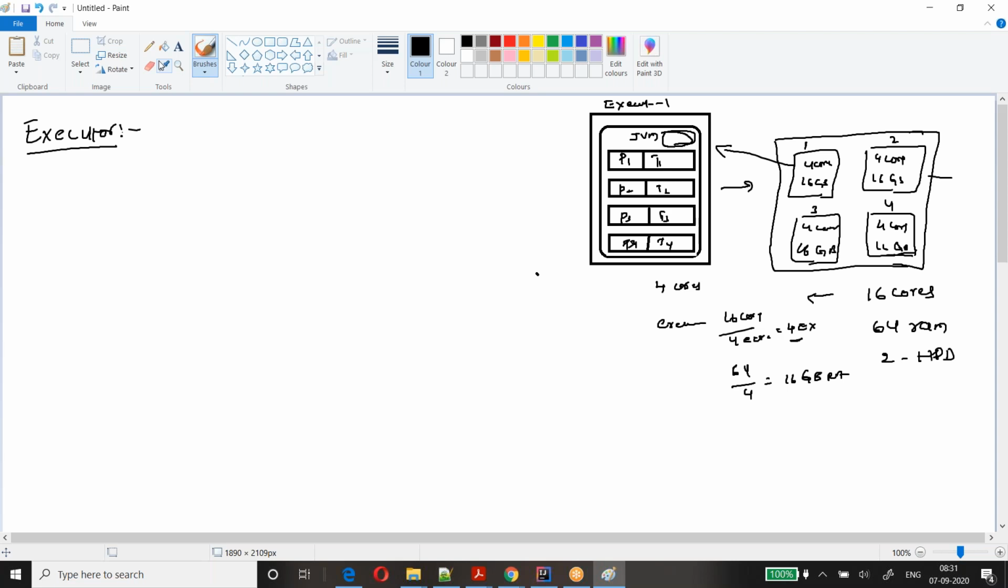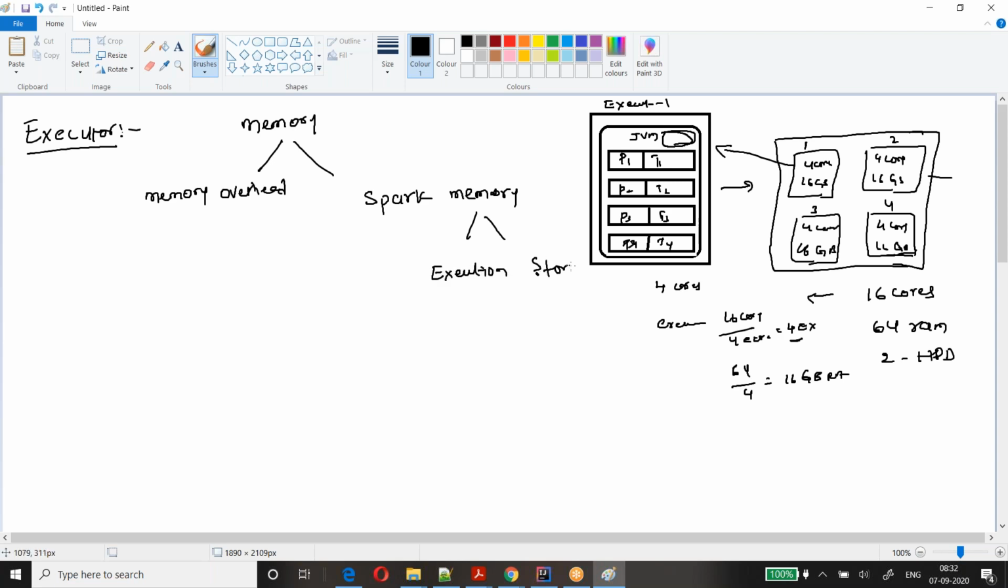What is the memory overhead? Let me write here. This memory has been divided into two categories. One is memory overhead, and the other one we normally call execution memory, but I'll call it Spark memory, because the Spark memory has been divided into another two categories: execution memory and storage memory. Execution and storage we'll talk about in detail.